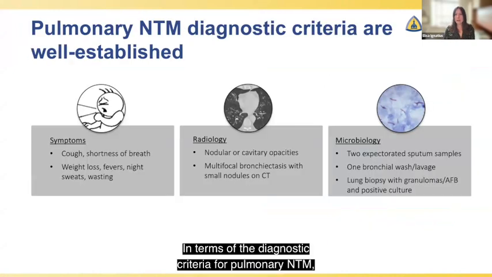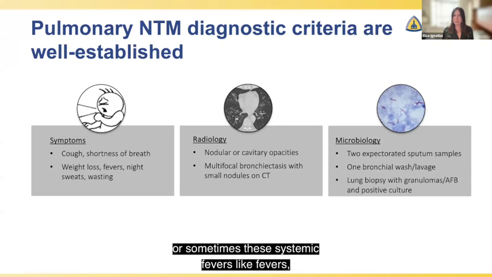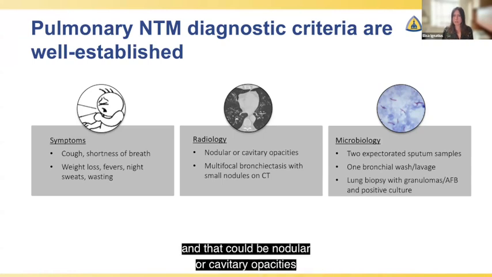In terms of the diagnostic criteria for pulmonary NTM, this is quite well established. It doesn't mean it's always easy to diagnose pulmonary NTM infections. There are often lots of delays, but we know that patients need to have supportive clinical symptoms. So that's cough, shortness of breath, hemoptysis, coughing up blood, or sometimes systemic symptoms like fevers, night sweats, unintentional weight loss. They need to have supportive imaging on CT scan, and that could be nodular or cavitary opacities or multifocal bronchiectasis. And then they need to meet microbiologic criteria.